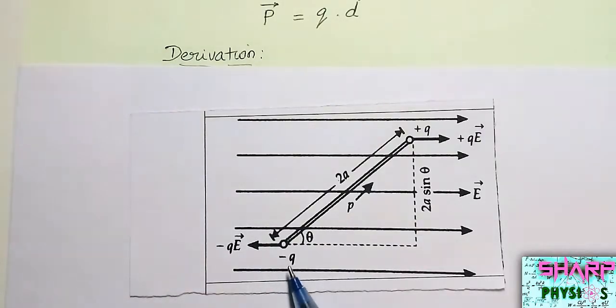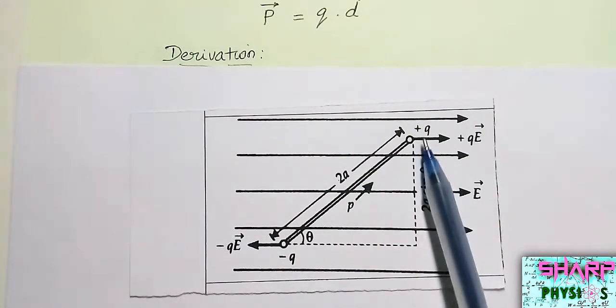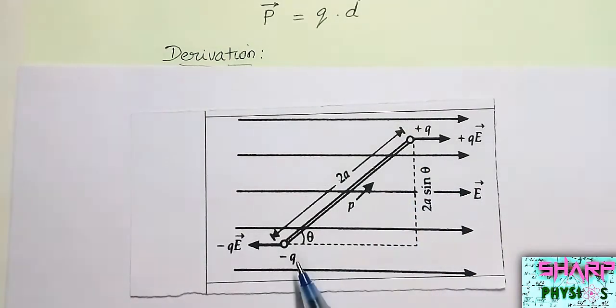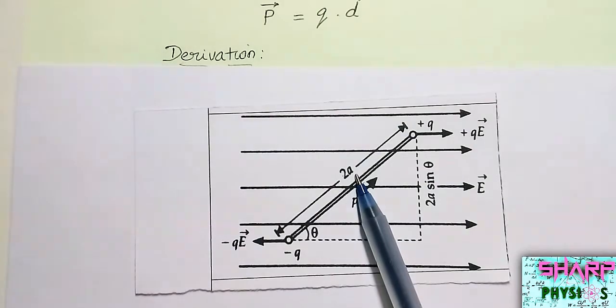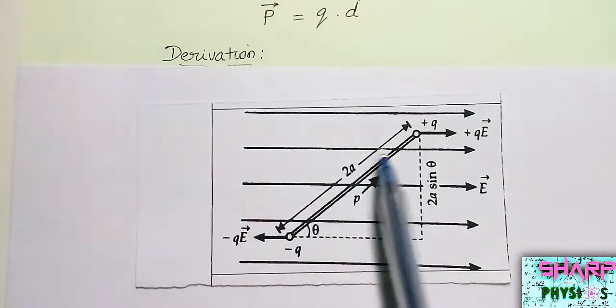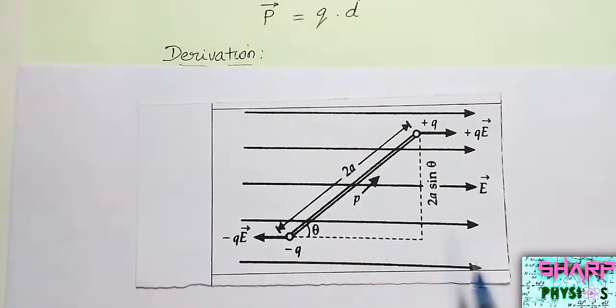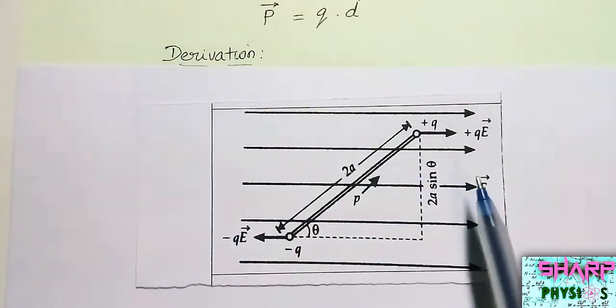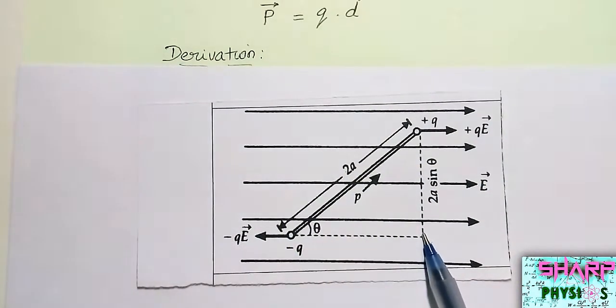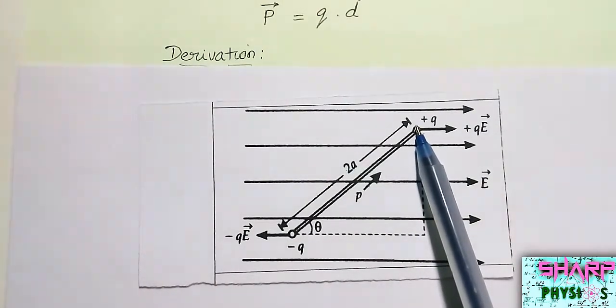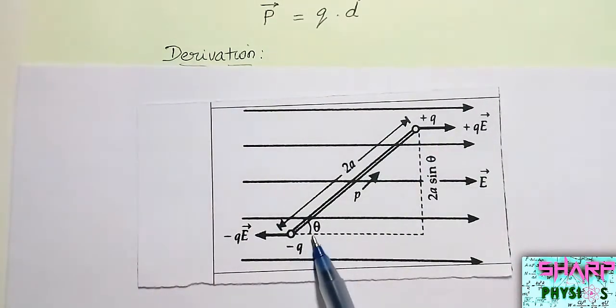So consider the same diagram. Here you have a negative charge minus Q and a positive charge plus Q, and the length of this is 2a, placed in a uniform electric field. You can see the lines, it's a uniform electric field, and the dipole has deflected from this particular place to this particular place, and that's where we get an angle theta.